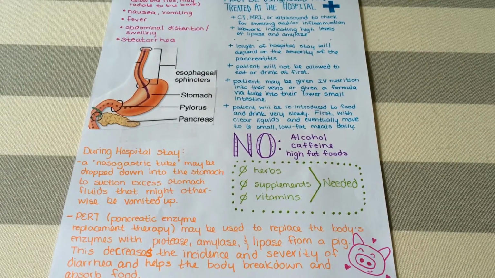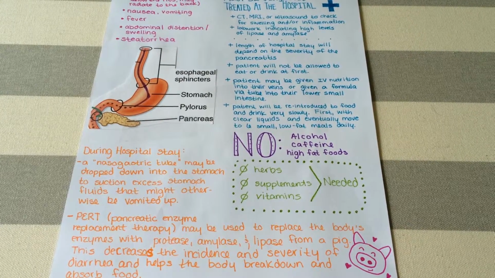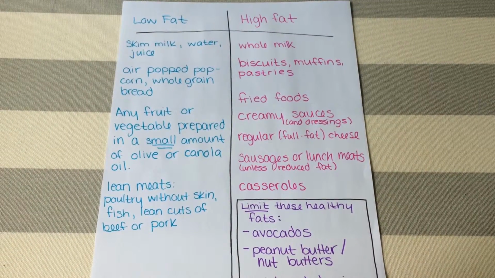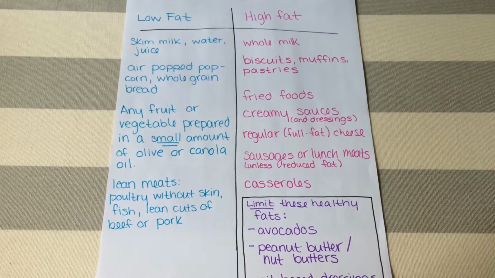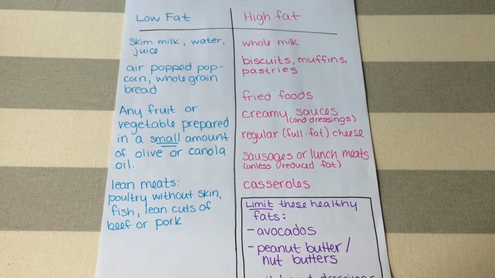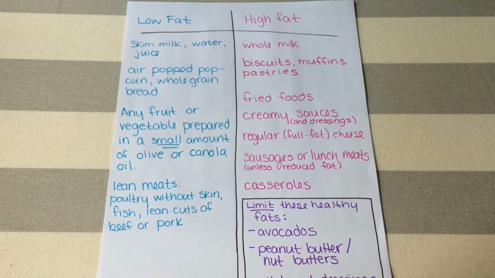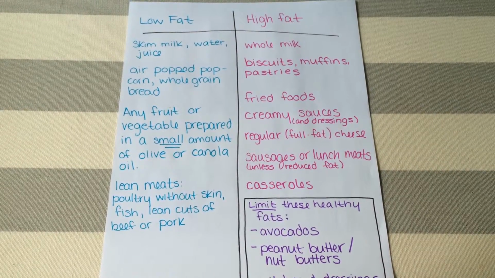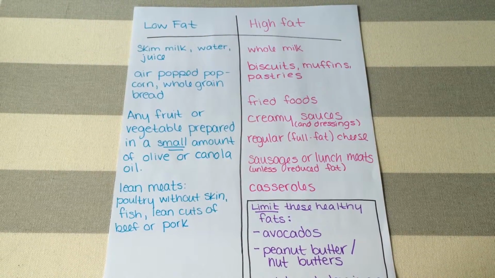When your pancreas is inflamed, there should be no alcohol, no caffeine, and avoid high-fat foods. When pancreatitis is present, the diet should be very low in fat. This could include things like skim milk, water, juices, air-popped popcorn, whole grain bread, any fruit or vegetable prepared in a very small amount of olive or canola oil, or lean meats like poultry without the skin, fish, lean cuts of beef or pork.